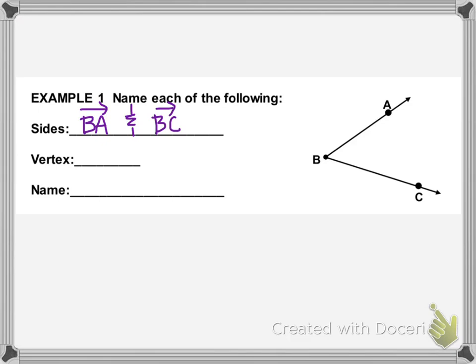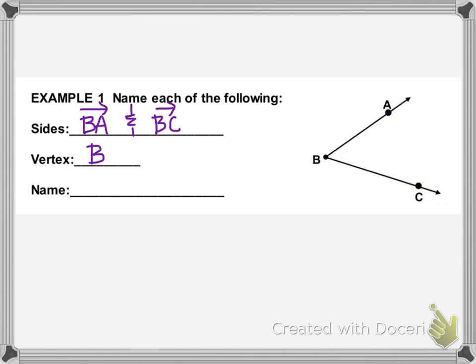The vertex is where the two sides or the two rays meet, and that is always a point. Together, these two sides and vertex make the angle. So the angle itself, when we refer to the angle, we are talking about just this that's in purple. Okay, remember the sides do go on and on forever.